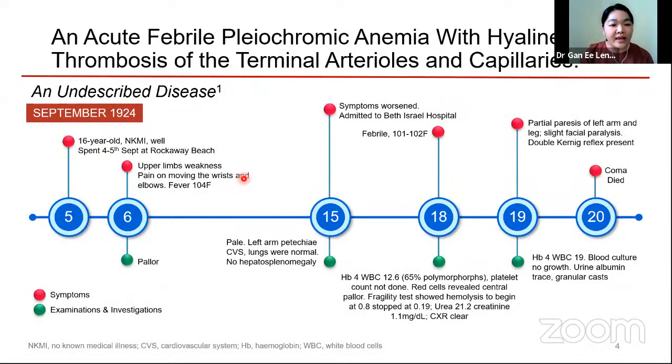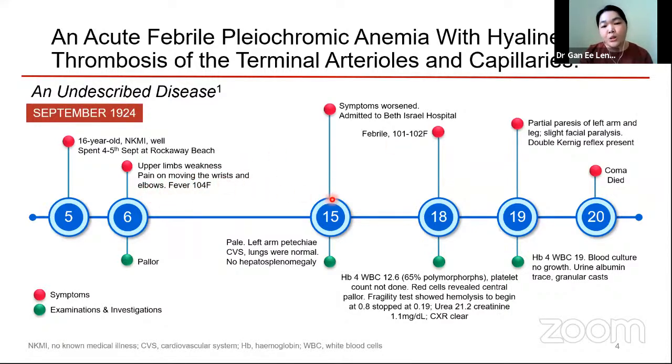These are the details of the case that Dr. Moskowitz described about 100 years ago, in September 1924. On the 5th of September, a very young girl who had just spent her holiday with her family returned home, and she developed fever. She had upper limb weakness and pain on moving the wrists and elbows.